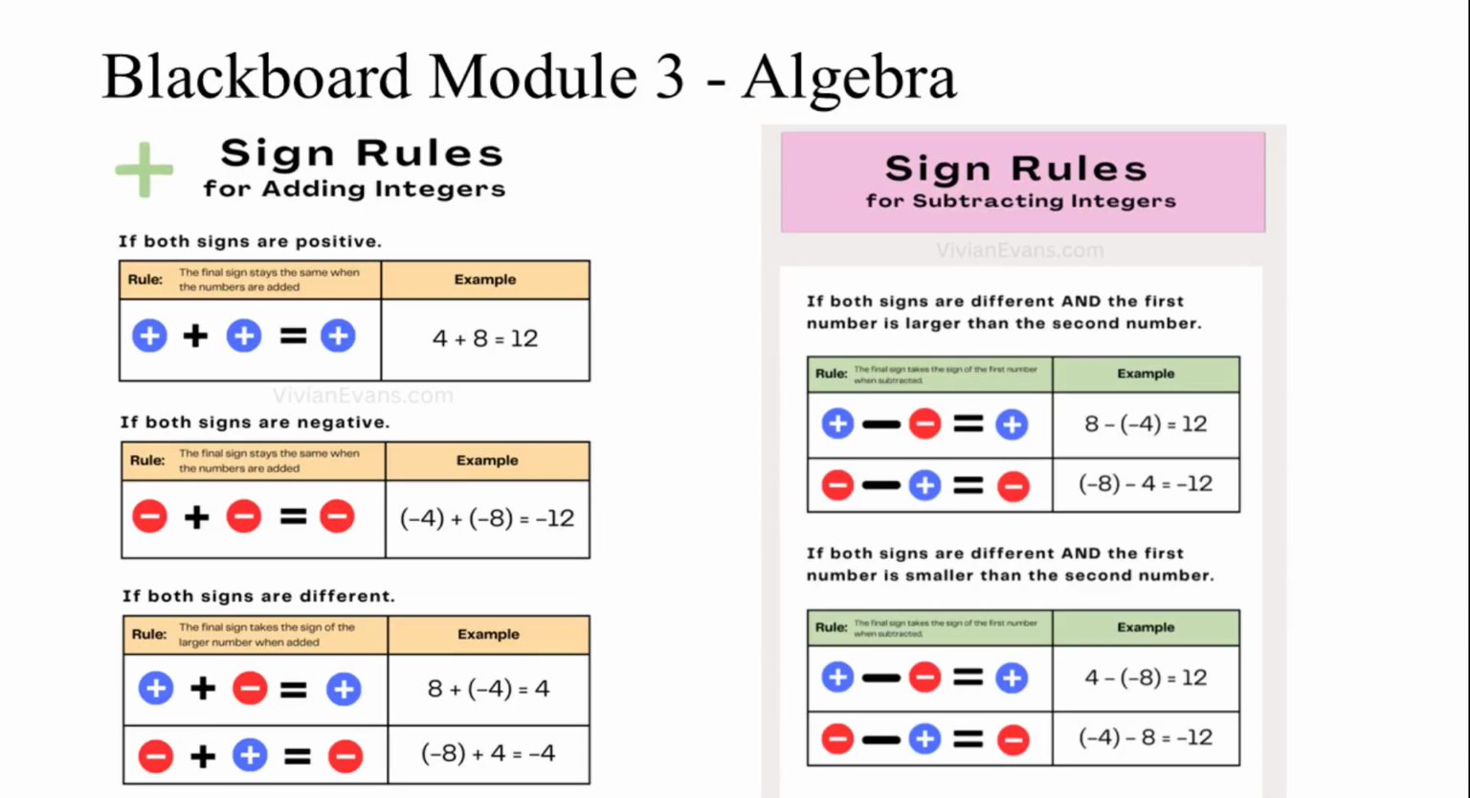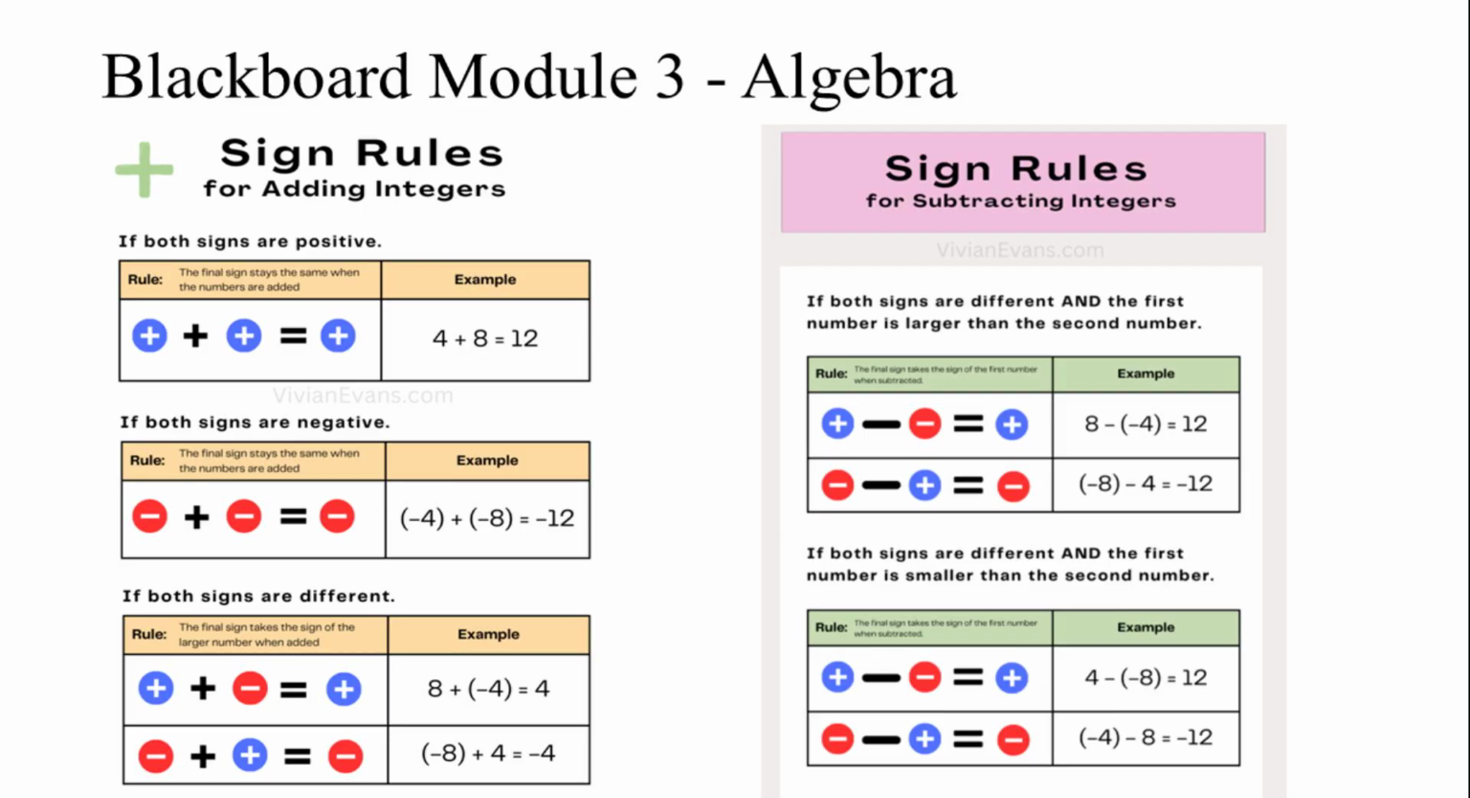In Module 3, it's important to review the rules for working with positive and negative numbers, especially when adding and subtracting. These sign rules are key for simplifying expressions and solving equations correctly. When adding integers, if both numbers have the same sign, add the numbers and keep the sign. Example, positive 4 plus positive 8 equals positive 12. If the numbers have different signs, subtract the smaller absolute value from the larger and keep the sign of the number with the larger absolute value. When subtracting integers, change subtraction to adding the opposite, then follow the addition rules.